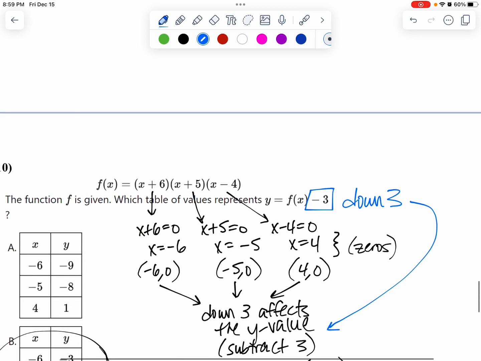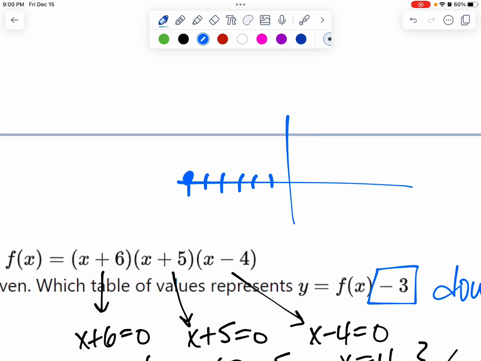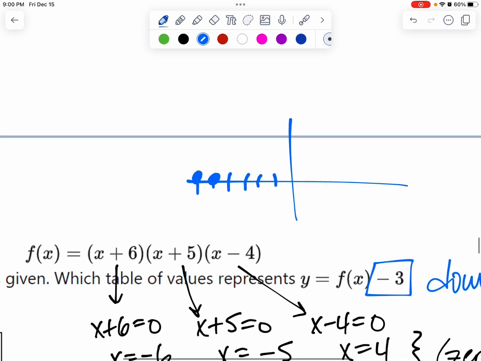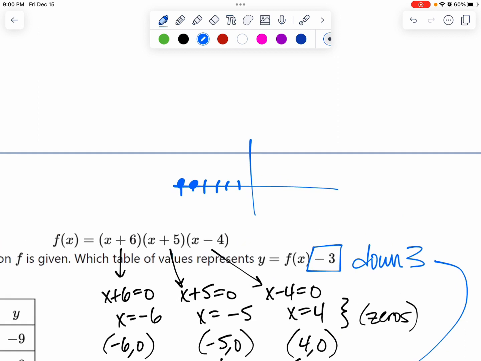I'm actually going to sketch what this might look like. -6 is the first 0. I'm going to put that right here. This is the first dot. This factor right here gives me a -5, doing the same exact thing. So I'm going to put a dot at -5. And this factor over here, x minus 4, when I equal it to 0, I get +4. These are my 3 zeros for this polynomial, and it looks something like this.